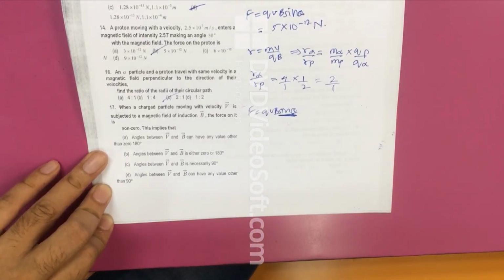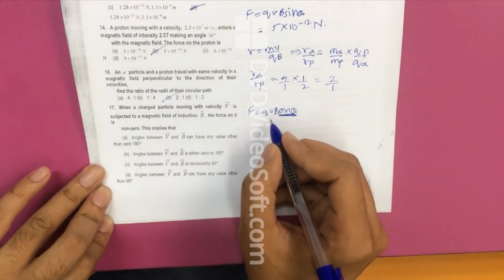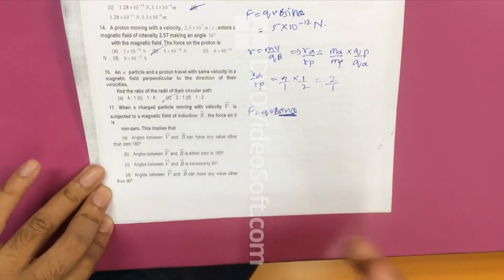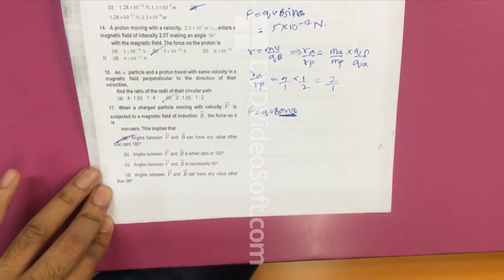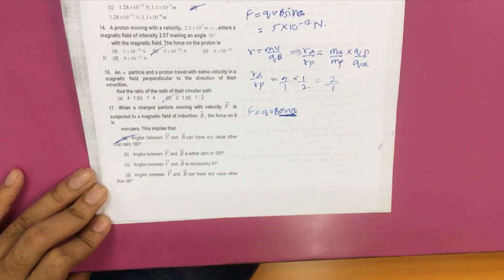Sine theta is 0 when theta is 0 and 180. Therefore, the angle between V and B cannot have a value of 0 and 180. That is option A would be the correct answer. The angle between V and B can have any other value except for 0 and 180. Next question.